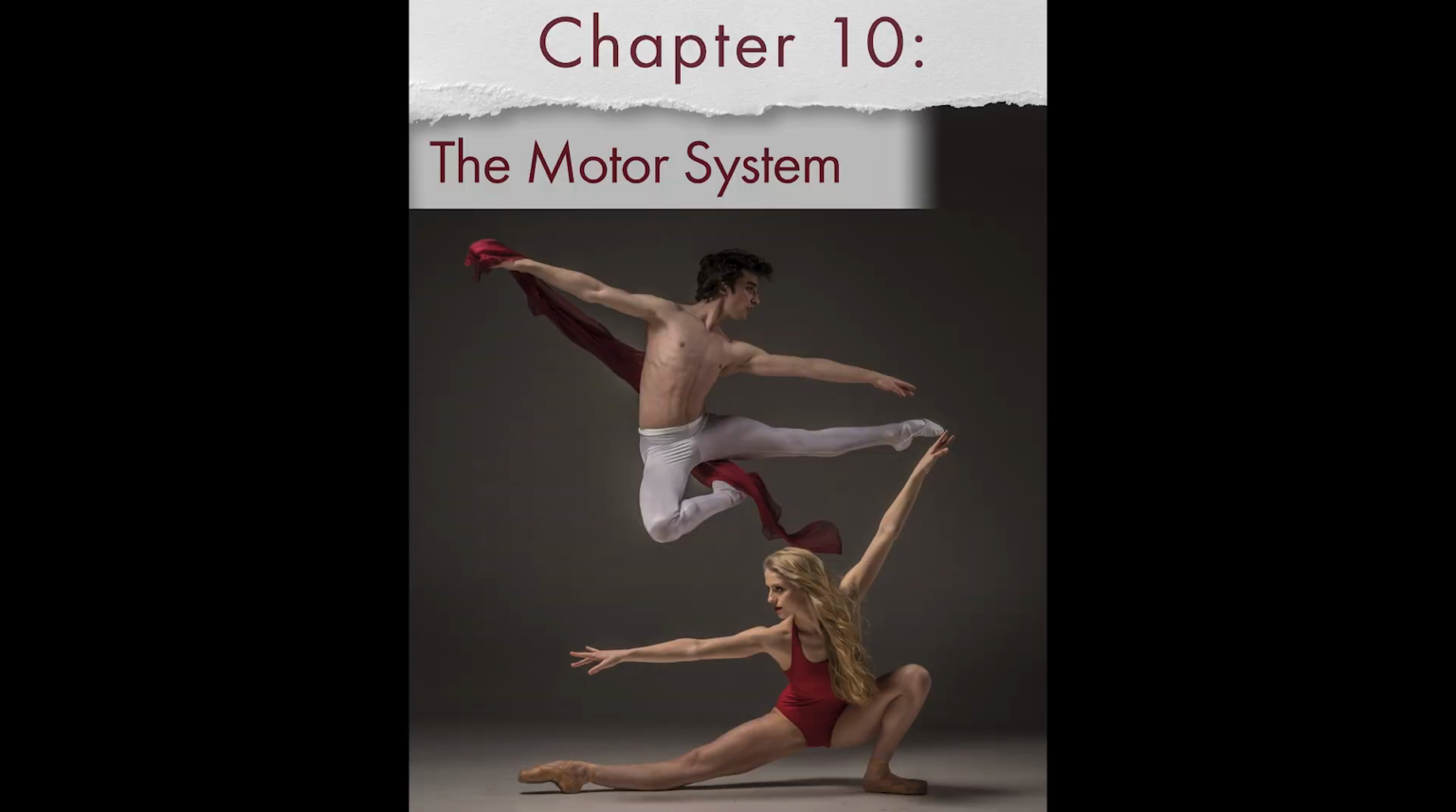Chapter 10, The Motor System. The motor system refers to the nerve cells that are used to control our body. The two key roles of the motor system are to plan, control, and execute voluntary or deliberate movements, and to control involuntary, subconscious, or automatic functions, such as digesting food.